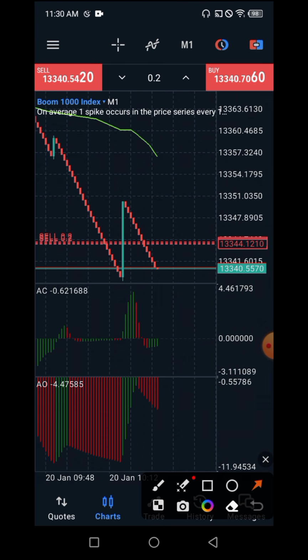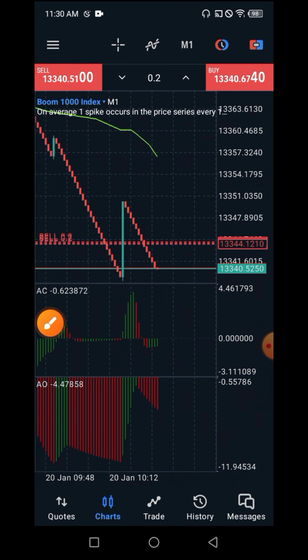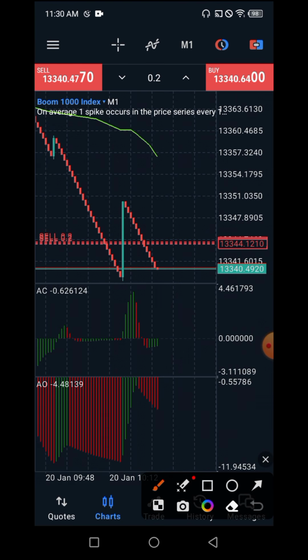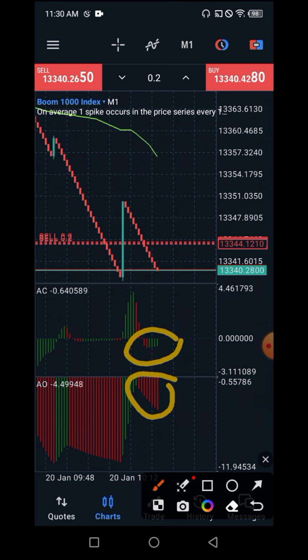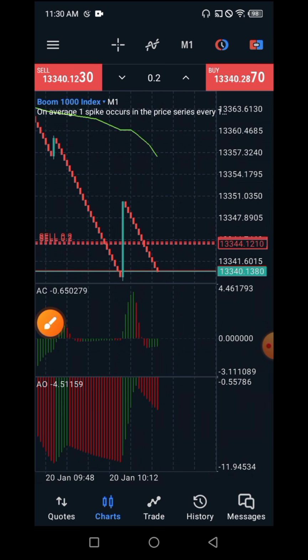When you see this spike, you have to wait for your accelerator to come below. When it comes below, this red oscillator here is what you are waiting for. When it comes below the 0 level, you check if your awesome oscillator is also red. For boom and crash, you make sure the 2 of them are red. Then you enter. You pick your 5 candlesticks, you leave the market.